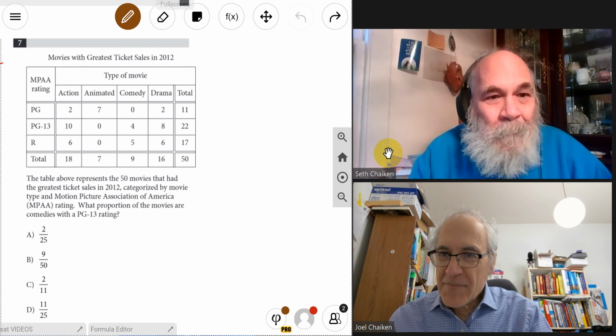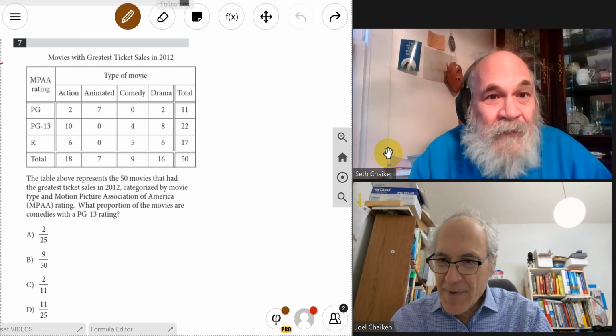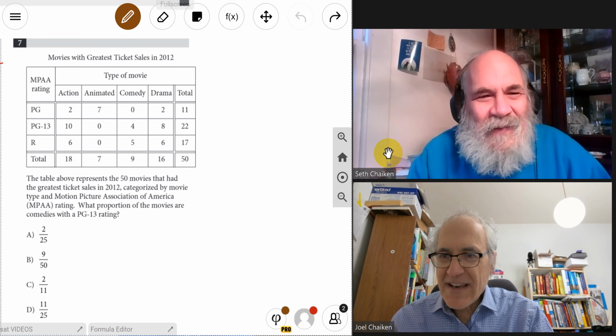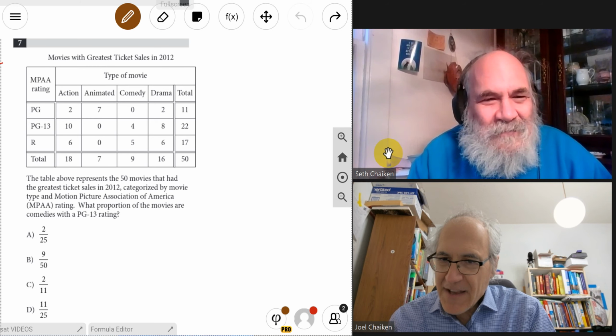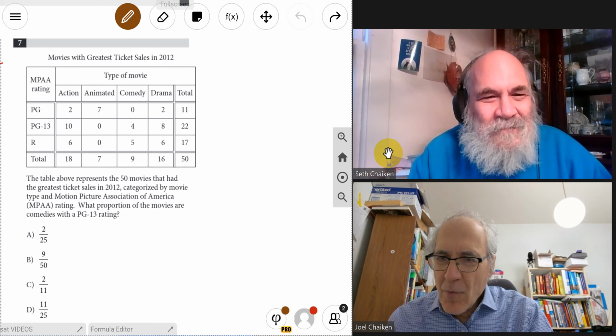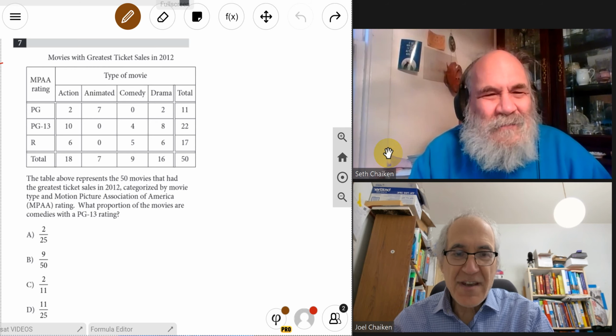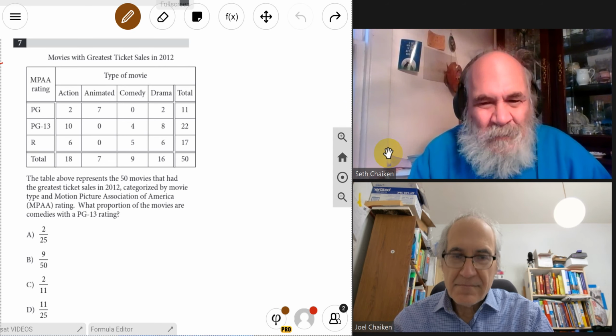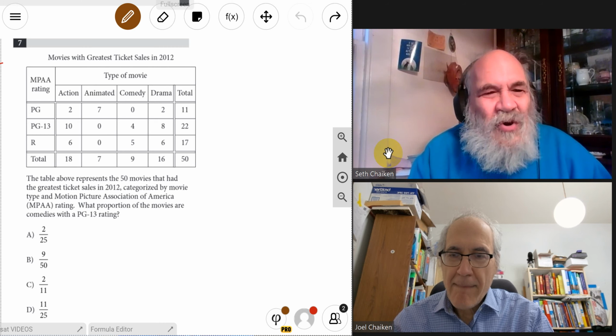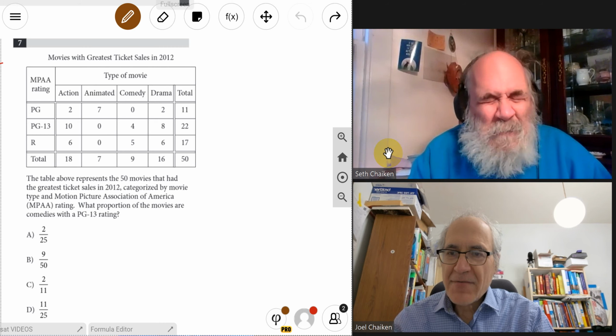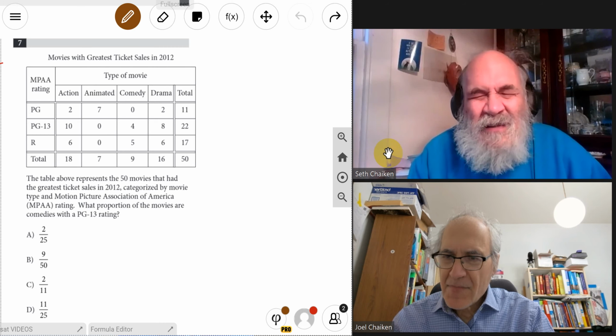Okay. We have a table, obviously. The table above represents the 50 movies that had the greatest ticket sales back in that year. What proportion of the movies are comedies with a PG-13 rating? So this is like a conditional table, marginal probability, something like that. It's a marginal probability distribution in which they also have calculated what are called the partials. But whatever it is, let's solve the problem.